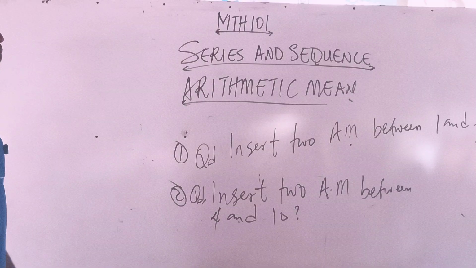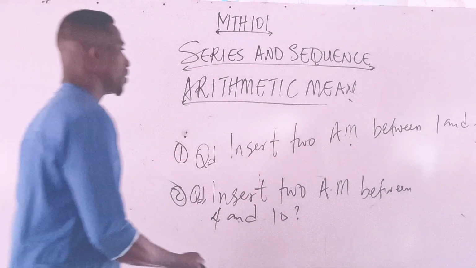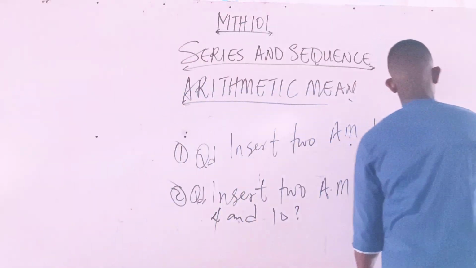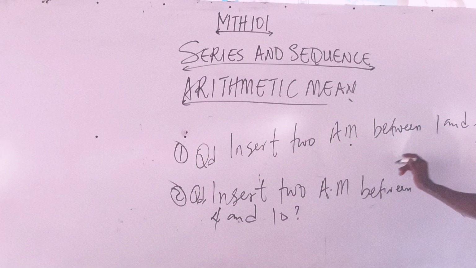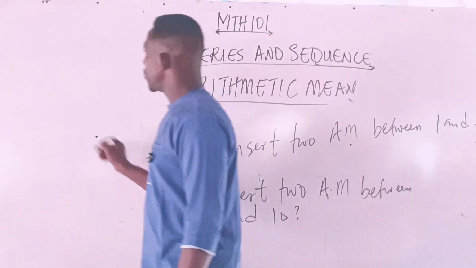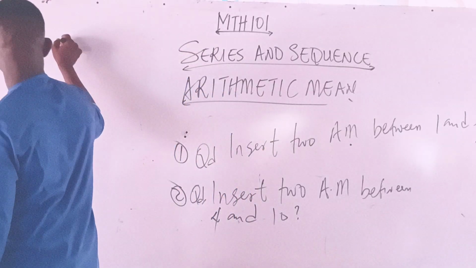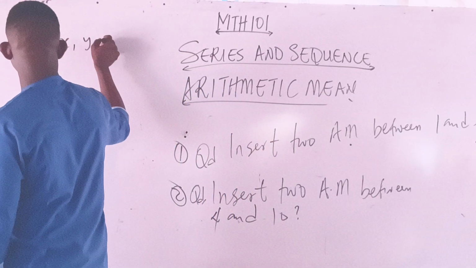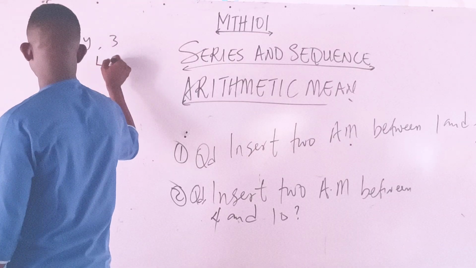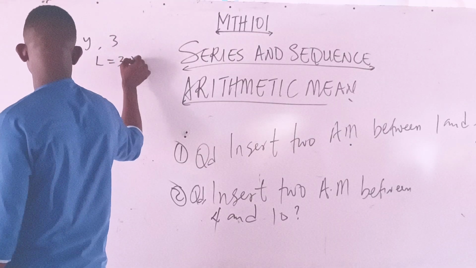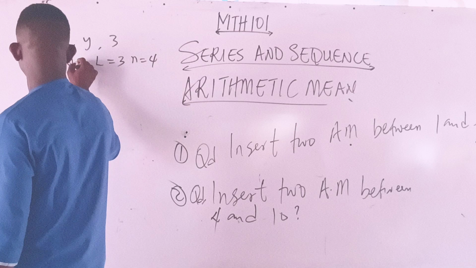Insert two arithmetic means between 1 and 3. So what will you do? 1, X, Y, and 3. First term is what? Last term is what? N is what? We are looking for what?